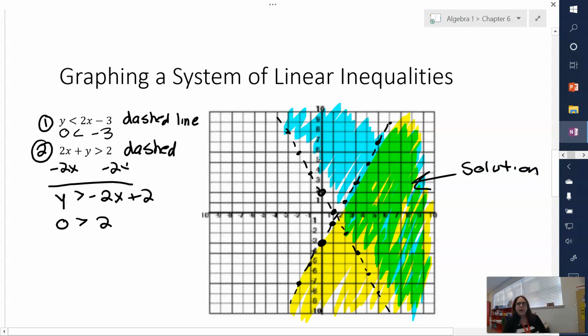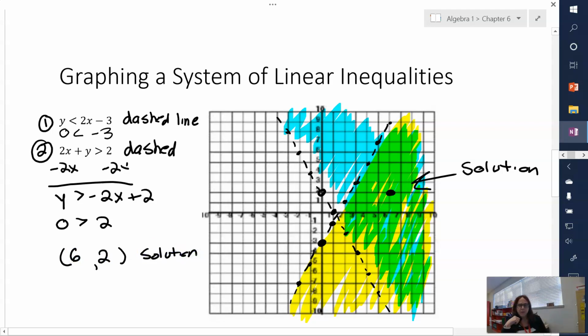Now, oftentimes we'll ask you, give me one point that's a solution. So I'm going to go to any point I want in the green area. Just make sure I don't pick one that's on one of the lines. So I'm going to pick this one right here. That's the point 6, 2. And that point is an example of a solution.